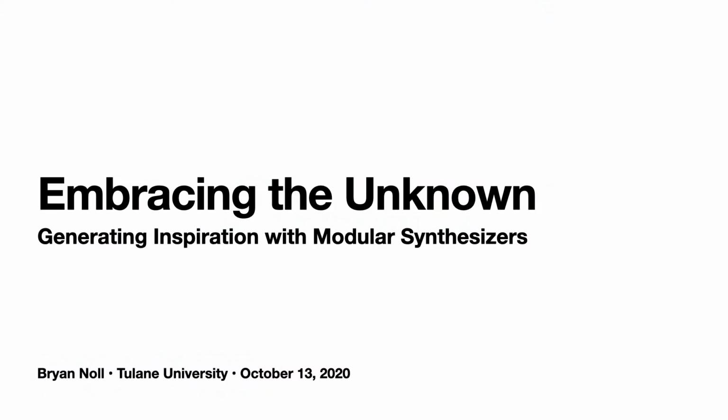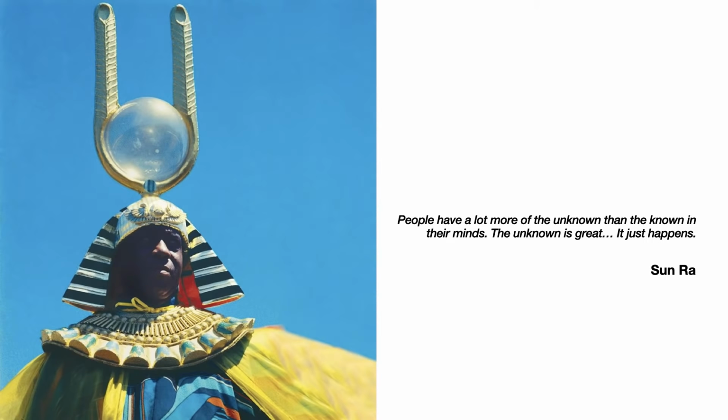What is this magic? What is this sorcery? I don't know if any of you are familiar with Sun Ra, but Sun Ra has said many things, and one thing he said was, people have a lot more of the unknown than the known in their minds. The unknown is great. It just happens. And it's so true. It just happens if you let it. And that's where we're going to go with this today.